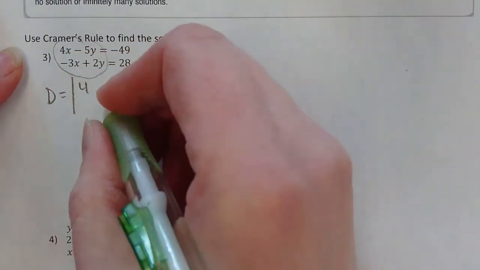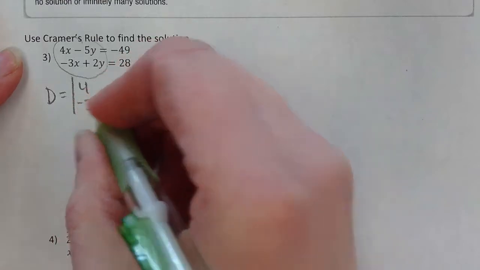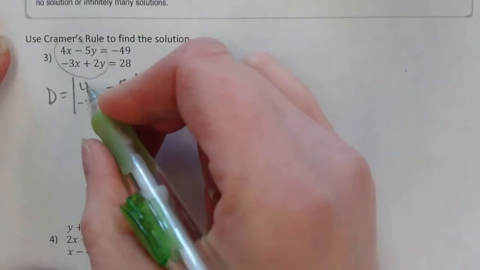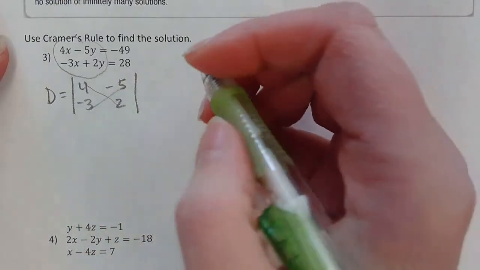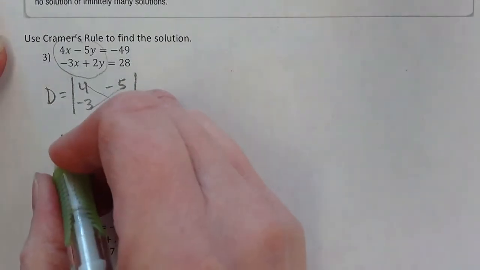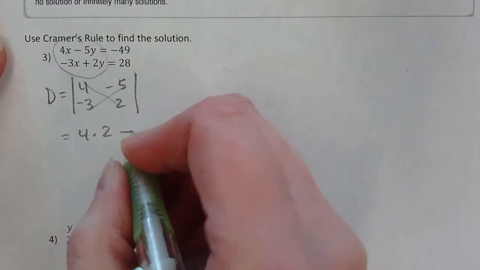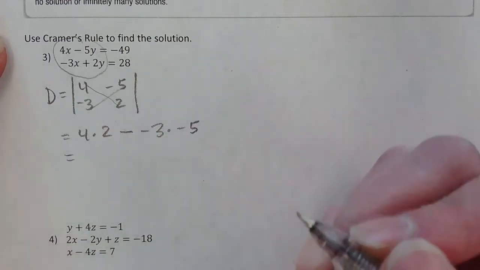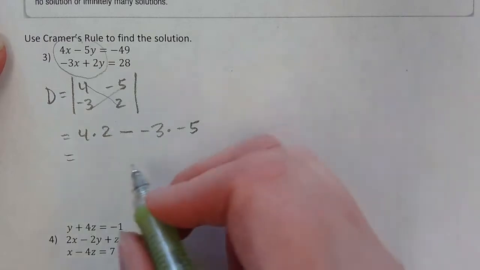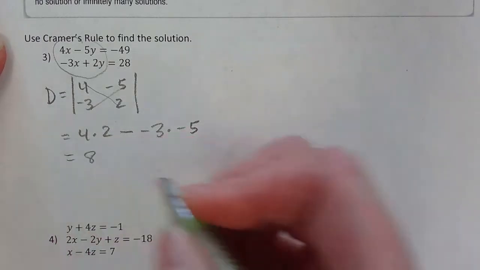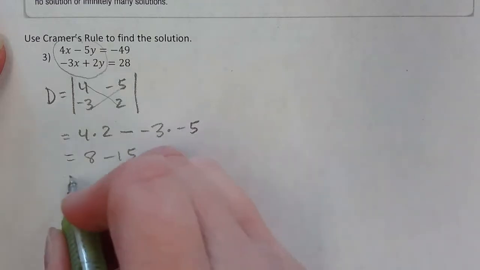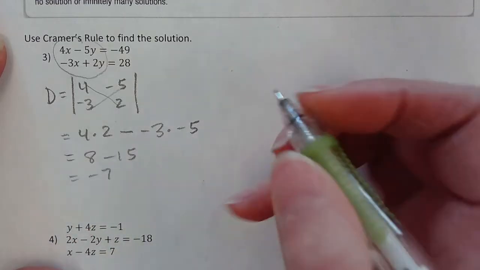So the first one, I'm just going to do the determinant of 4, negative 5, negative 3, 2. It's a square matrix, so they're super easy. We'll do the 4 times 2 minus the negative 3 times negative 5. And I always write down the minus and the negatives. I find I make a lot fewer mistakes when I just write everything out and then fix it afterward. So this is going to be an 8 minus 15, which is negative 7.